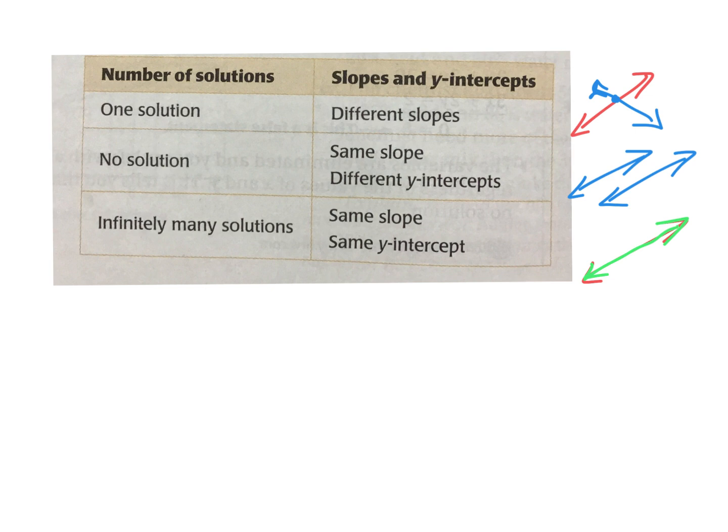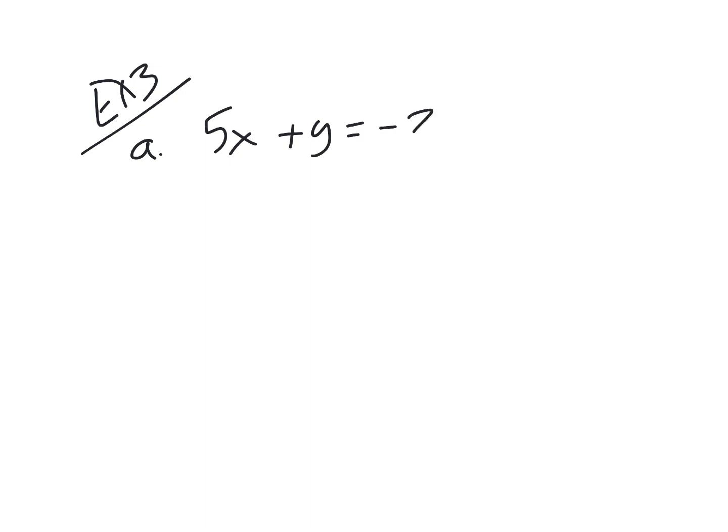All right, so let's look at example 3. So in example 3, without solving the linear system, you're going to tell whether they have one solution, no solution, or infinitely many solutions. So let's look at A. We have 5x plus y equals negative 2, and we have negative 10x minus 2y equals 4.